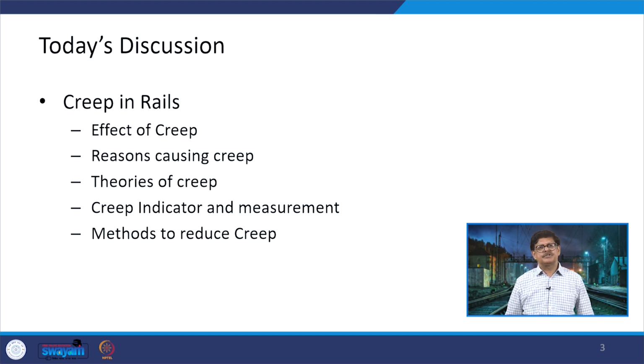Today we are going to discuss the creep in rails. This is one of the aspects which surfaced when we were talking about SWR. Now what we are going to discuss is the effect of creep, the reasons why this creep occurs, and the theories behind the occurrence of creep in the rail sections. That means we are talking about the overall track here, how we can identify and measure the creep in those rails, and what can be the methods to reduce the creep. So these are the points which we will be taking up one by one.